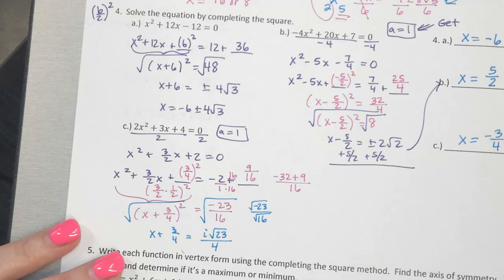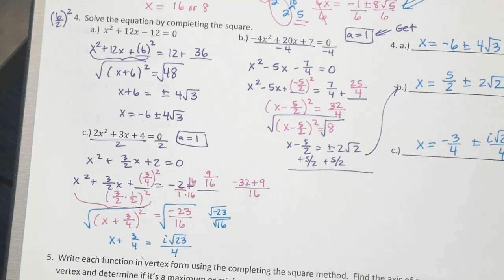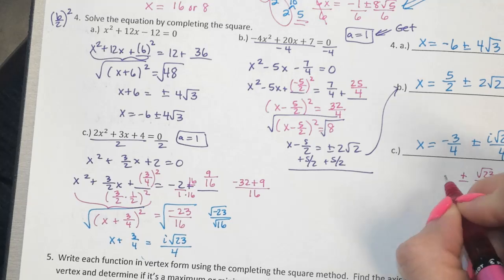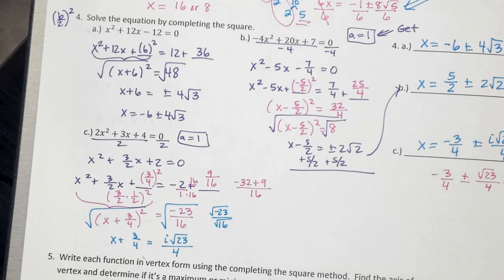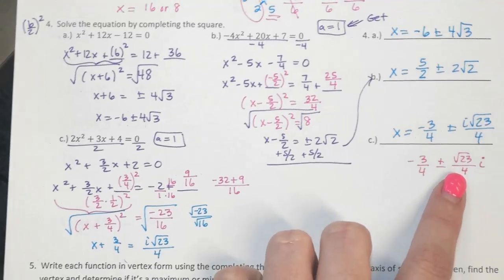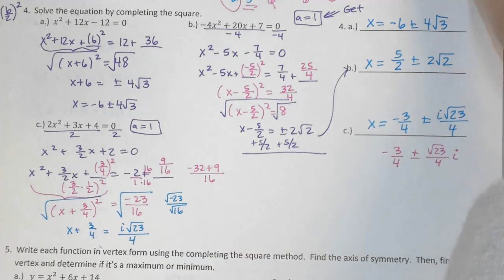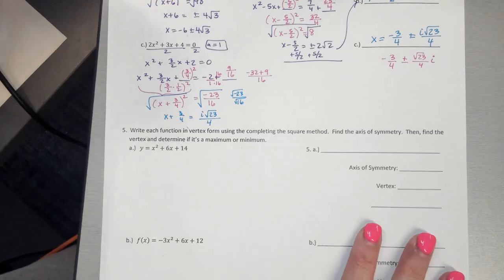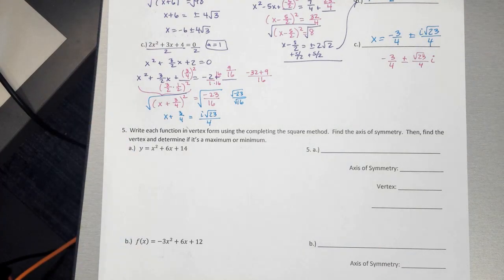And then we're just going to move that over. You can also write your answer as, did some of you write the 23 over 4 with the i in the middle? That is fine too. Okay, but the i cannot be underneath your radical. So that's why a lot of times you'll see it in front.